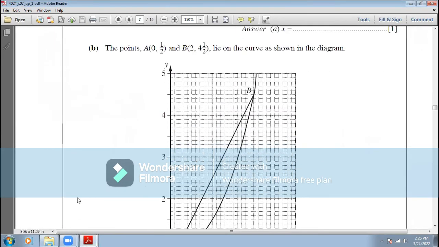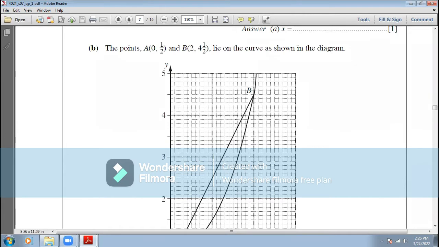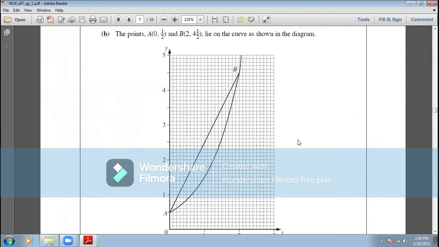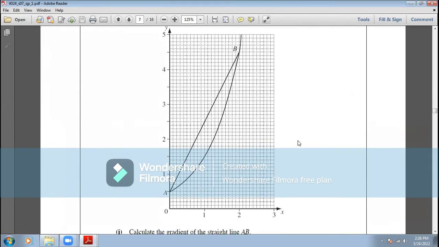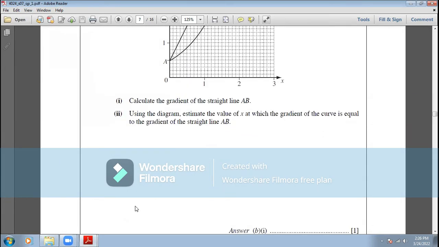Okay. So the next question coming up on your screen is, he says the point A is 0, 1 by 2 and the point B is 2, 4 whole 1 by 2 lie on the curve as shown in the diagram. So here we have that diagram. Let me reduce the size so you can see. So A and B have been represented already and they have been joined with a straight line. He says calculate the gradient of the straight line AB.